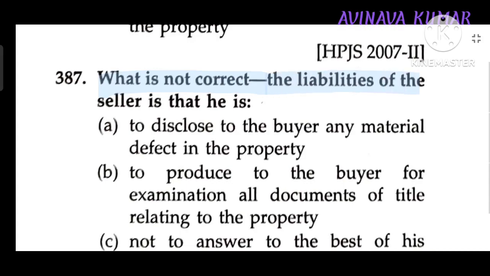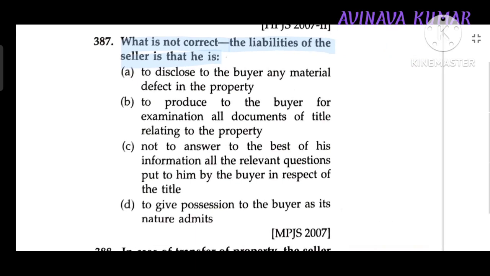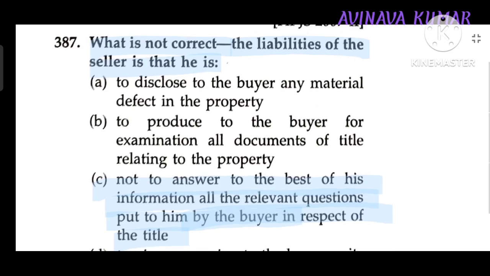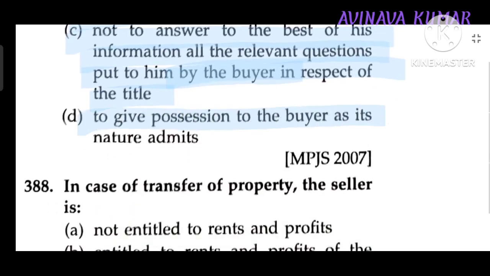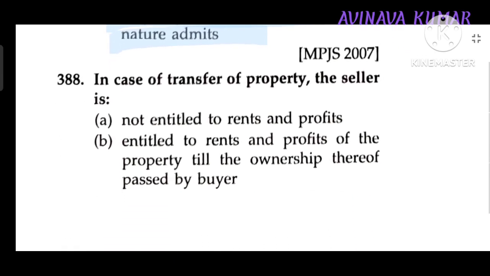What is not correct? The liability of the seller is that he is not to answer to the best of his information all relevant questions put to him by the buyer in respect of the title. It's not correct. What is correct? To disclose to the buyer any material defect in the property, to produce to the buyer for examination all documents of title relating to the property, to give possession to the buyer as its nature admits.